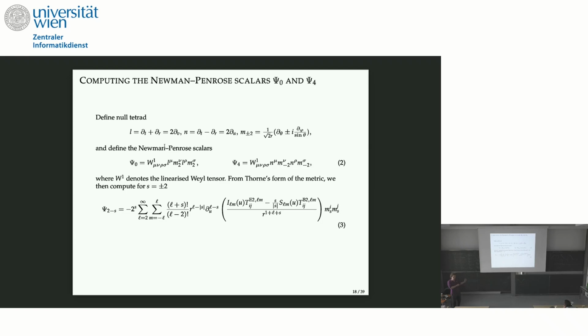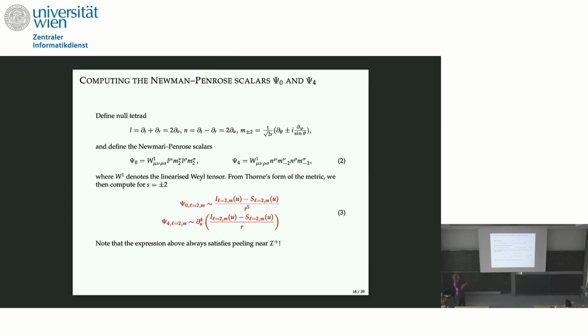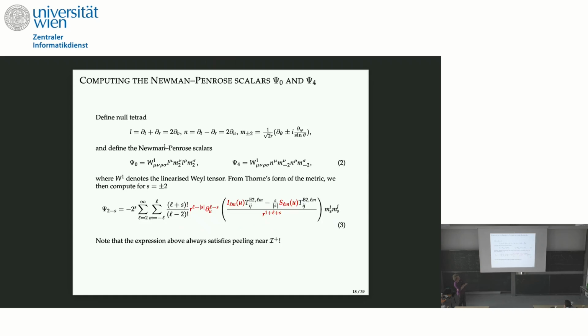Where L and M denote the indices of spherical harmonics, tensorial spherical harmonics. Now I find this a bit hard to read, so let me just write it down for L equals 2. So for L equals 2, this is the lowest angular mode for psi0 and psi4. We will have some function of u over r to the 5, and for psi4, we will have 4 u derivatives of some function of u over r. And the general expression just has more derivatives in between, but it's essentially similar.